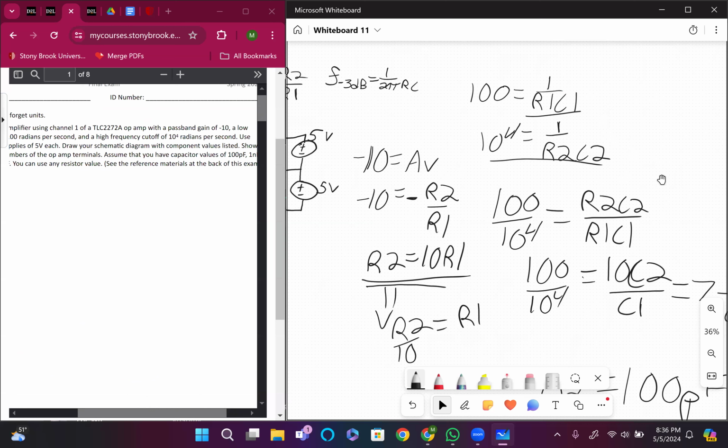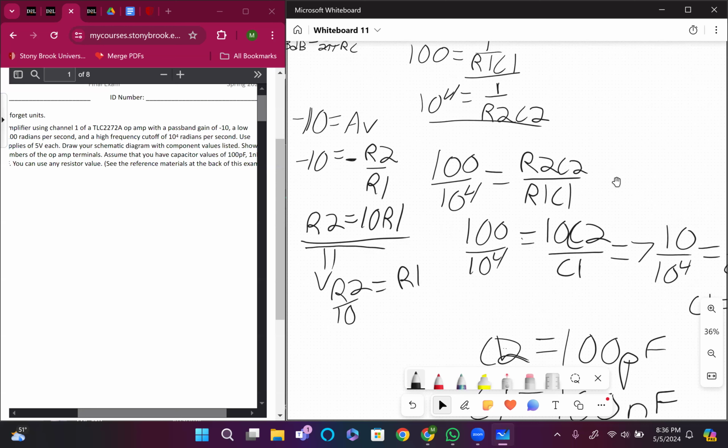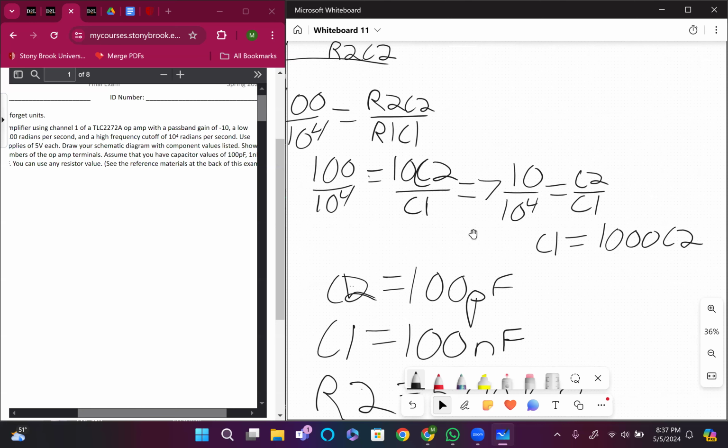We can use this fact to compute the ratio between C2 and C1 by dividing 100 by 10 to the fourth, because that will result in R2 and C2 going in the numerator and R1 and C1 in the denominator. So we get that 100 over 10 to the fourth is equal to R2 C2 over R1 C1, and as established, R2 over R1 is 10. So 100 over 10 to the fourth is equal to 10 C2 over C1, which implies that 10 over 10 to the fourth is equal to C2 over C1, which implies that C1 over C2 is equal to 1,000.